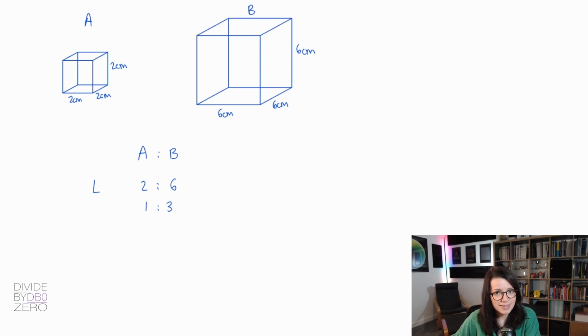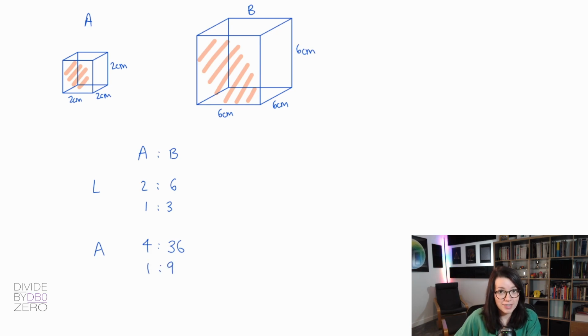Now, if we consider the surface area of one of the faces of each cube, then for the small cube, that surface area is going to be 2 times 2, so 4. And for the large cube, 6 times 6 gives 36. So again, if we're thinking about the area ratio, we've got 4 to 36. And if we simplify that, that's 1 to 9. So far, I'm just writing down a bunch of ratios on some information that we have about these two cubes.